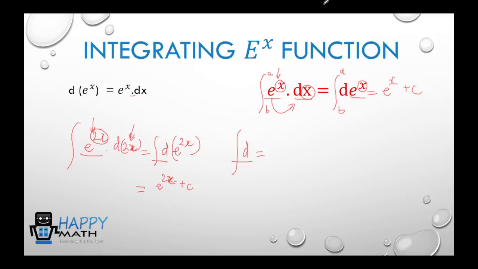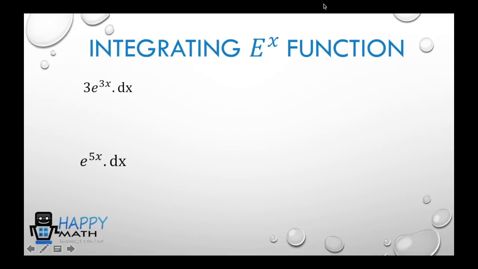Let me clarify this with some examples. In this function, you have 3 times e power to 3x times dx. First, the constant number here is 3, so I can call it a scalar factor. Because it is a scalar factor, it doesn't change the process of this function. So I can change the position of the 3 from the outside to the inside of the dx. So from dx, it becomes d of 3x.